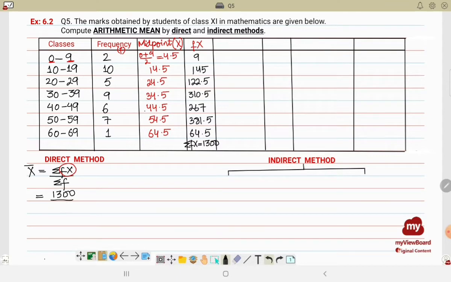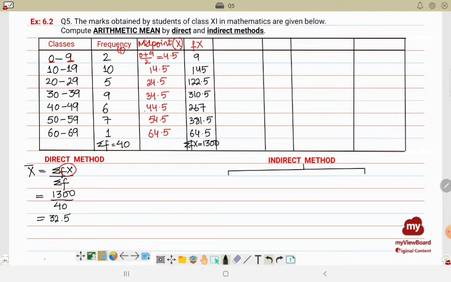Sigma f means आपने सम करना है ऑल दी वैल्यूज़ ऑफ f. f स्टैंड फॉर फ्रीक्वेंसी. तो सिग्मा f आप इन सबको वैल्यूज़ को ऐड कर लेंगे. 2 + 10 + 5 + 9 + 6 + 7 + 1, that comes out to be 40. तो आपने यहाँ पे 40 लिख लेना है. इनको डिवाइड करेंगे, that comes out to be 32.5. Now we got the arithmetic mean by the direct method.